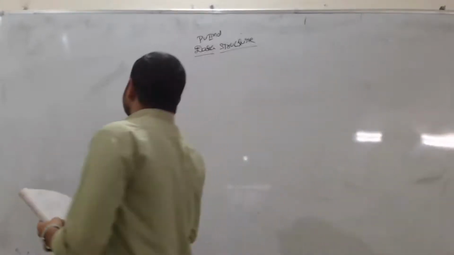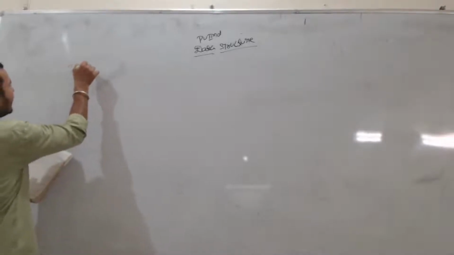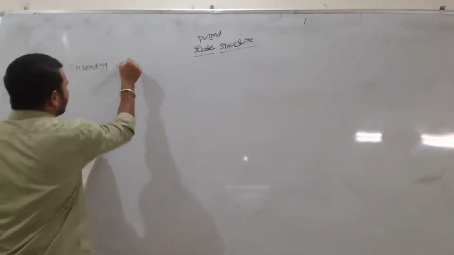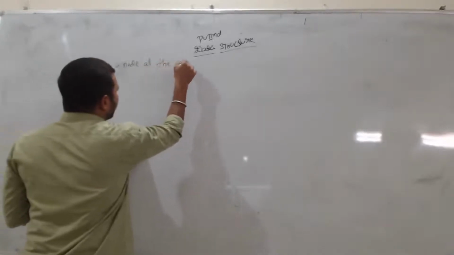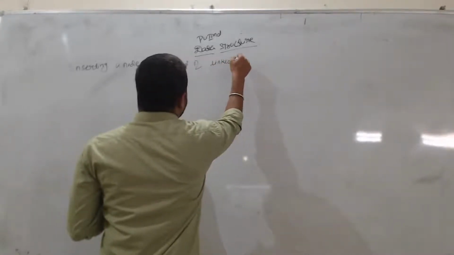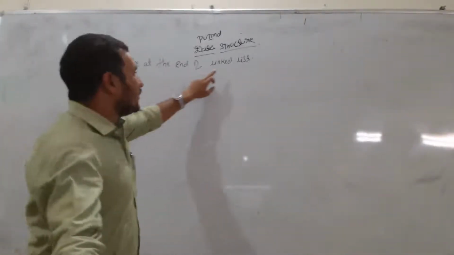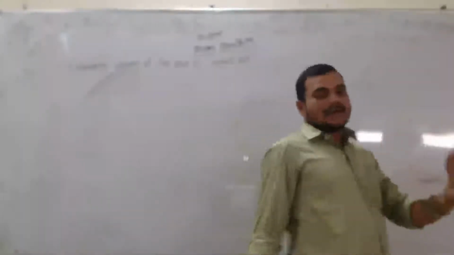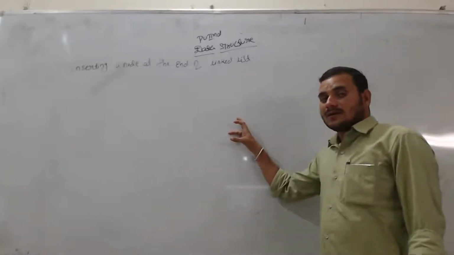Fine. Today we will study inserting a node at the end of a linked list. Right? Inserting a node at the end of a linked list. That means you have to insert the node after the last node, connecting it to the last node.